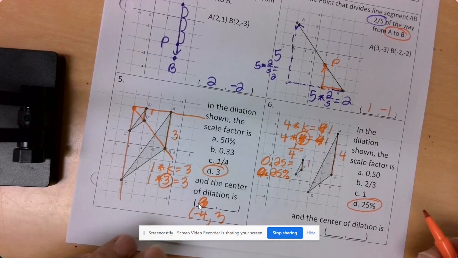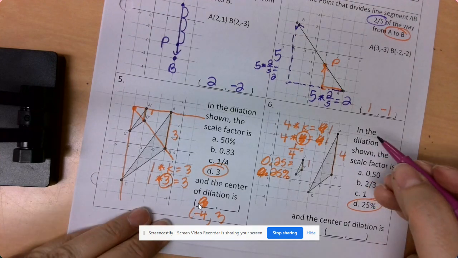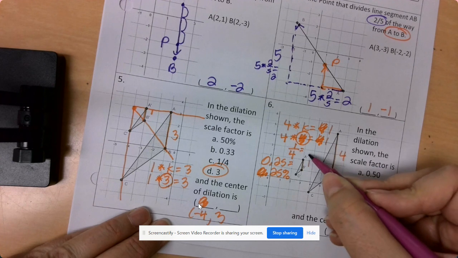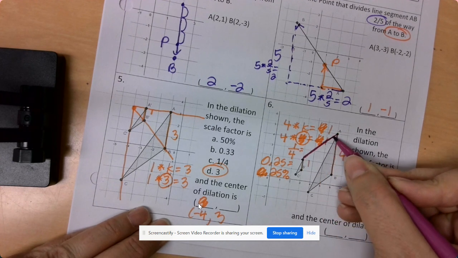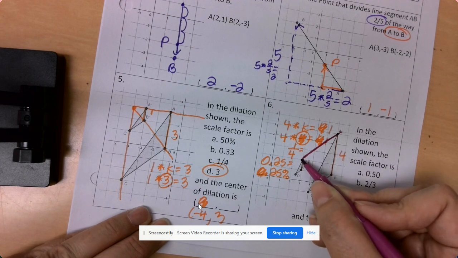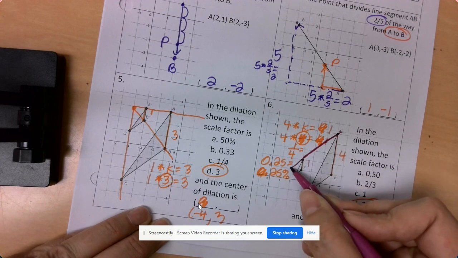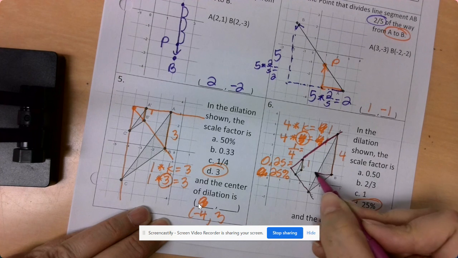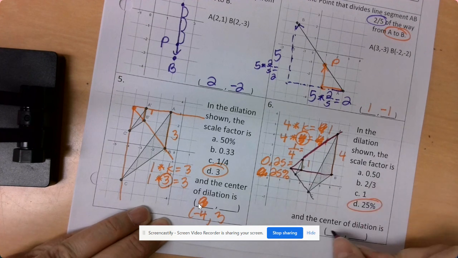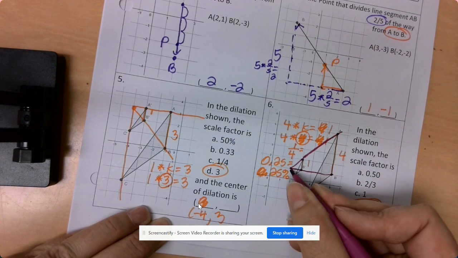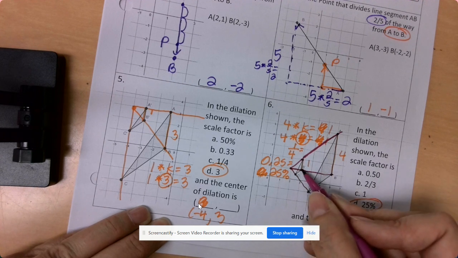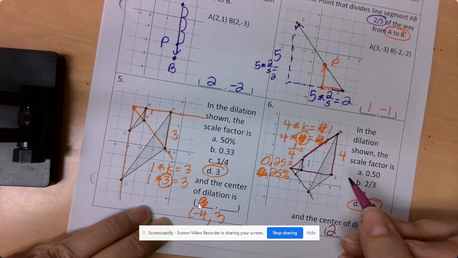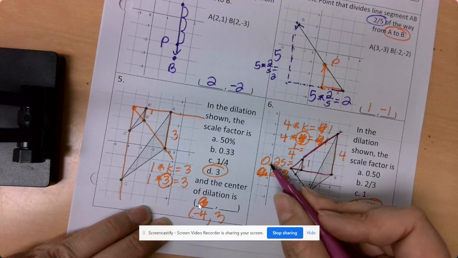Okay, and then for our center of dilation, we're doing from A, C, and from B, and it's right there at 2, 1.